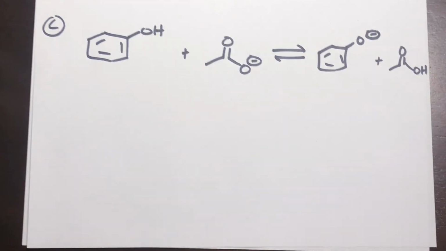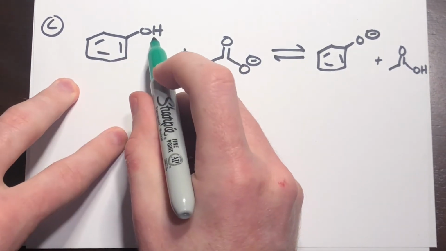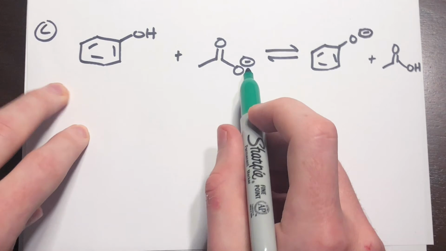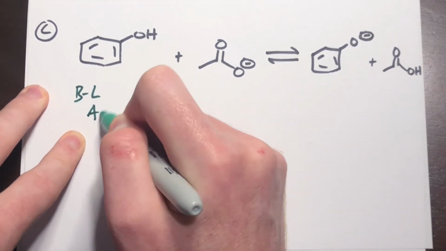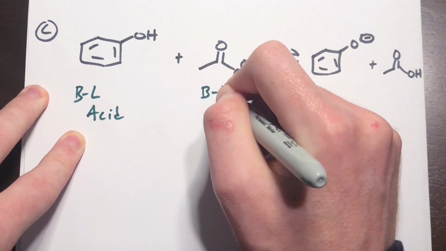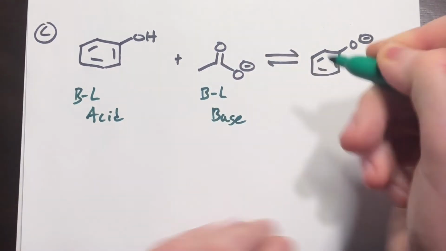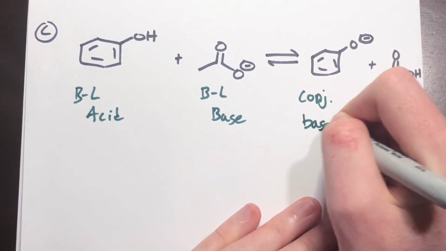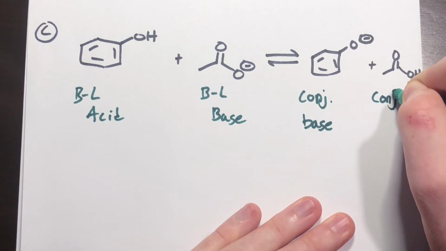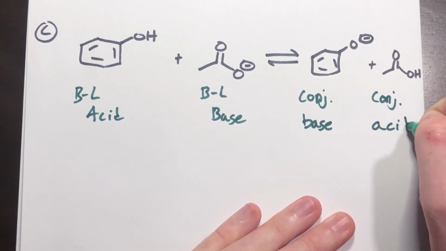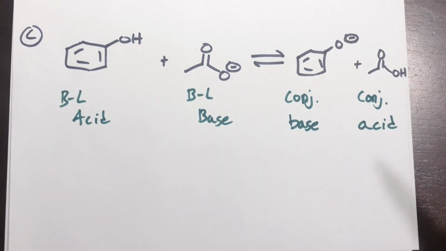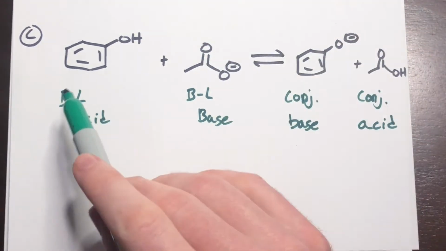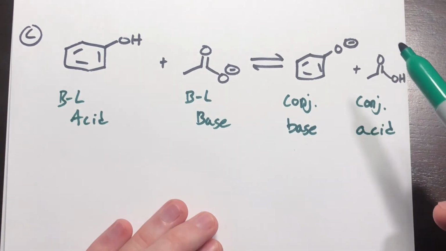Here we again are not given the pKa's, so we first need to establish what is functioning as the Bronsted-Lowry acid and what is functioning as the Bronsted-Lowry base. Here we have a proton that is being donated to this molecule. So this is our Bronsted-Lowry acid, and this is our Bronsted-Lowry base. Therefore this is the conjugate base to our Bronsted-Lowry acid, and this is the conjugate acid to our Bronsted-Lowry base. Now we need to assess which of these acids is the stronger acid.